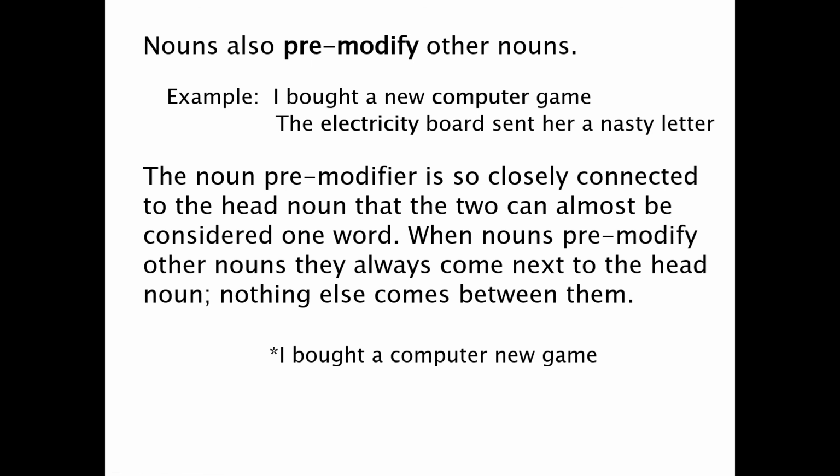The electricity board sent her a nasty letter. The electricity board, so electricity is a noun. It is pre-modifying the noun board, so it means the board sent her a nasty letter. The noun pre-modifier is so closely connected to the head noun that the two can almost be considered one word. Remember, when nouns pre-modify other nouns, they always come next to the head noun. Nothing else comes between them. I bought a computer, a new game. This is absolutely incorrect. You have to say I bought a new computer game.